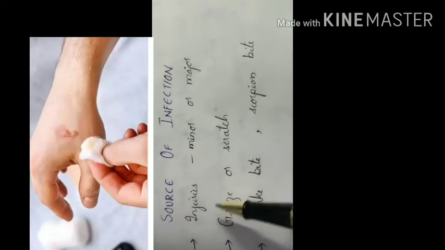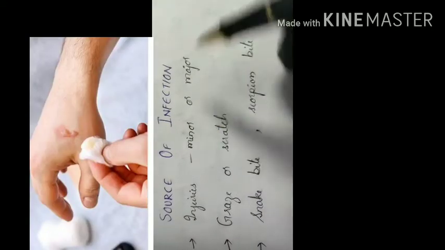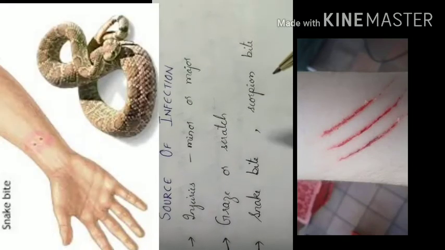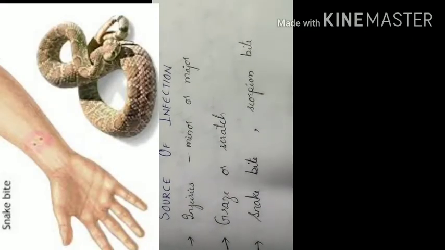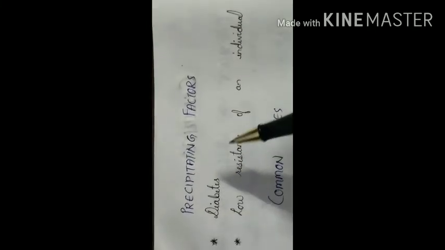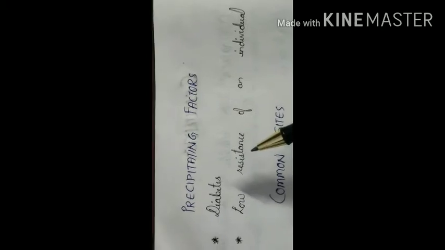Next is the source of infection, meaning how the hemolytic streptococcus enters the body. It occurs because of injuries, either minor or major, a graze or a scratch. Because of a snake bite or scorpion bite, this hemolytic streptococcus will enter the body. Next are the precipitating factors. It commonly occurs in diabetic patients and in patients with low resistance, meaning low immunity, which cannot fight back the infection. In those people, it is very common.